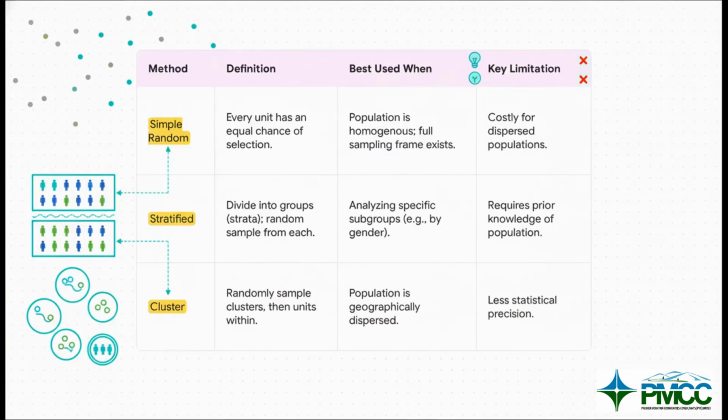All right, so let's break down our three main options. Simple random is the purest form, but honestly, it's often impractical. Then you've got stratified sampling. This is your go-to when you absolutely need to compare specific subgroups, say male-headed versus female-headed households. And then there's cluster sampling. This one is a real lifesaver when your population is spread out all over the place. You might randomly select villages and then sample people within those villages. It's super cost-effective, but it does come with a trade-off in statistical precision.